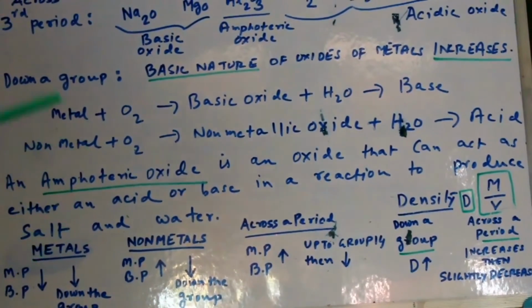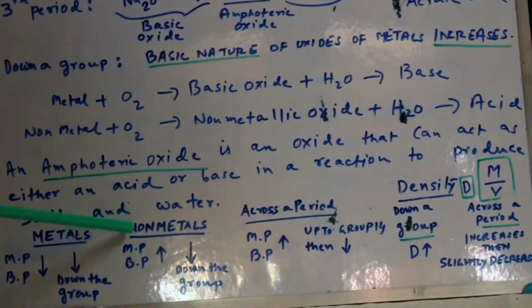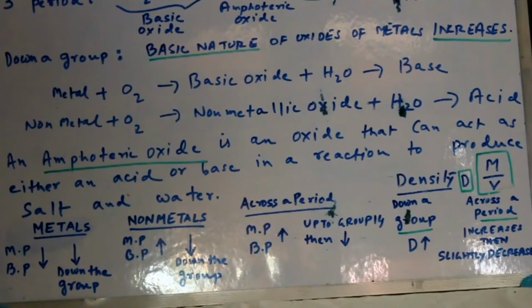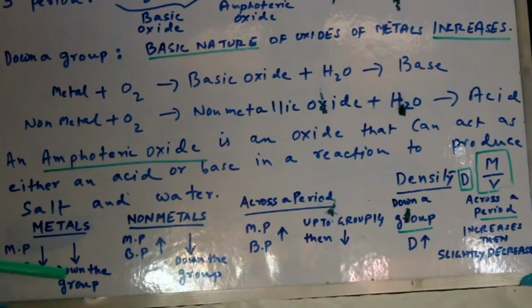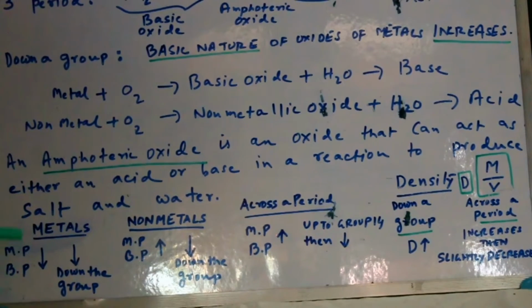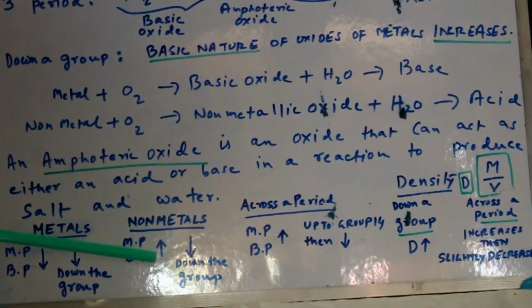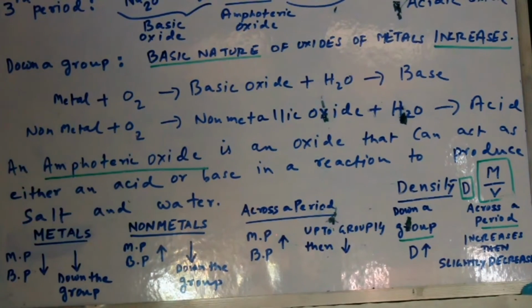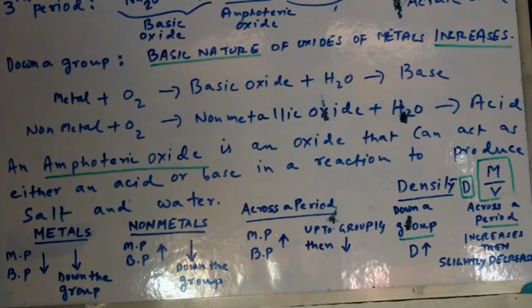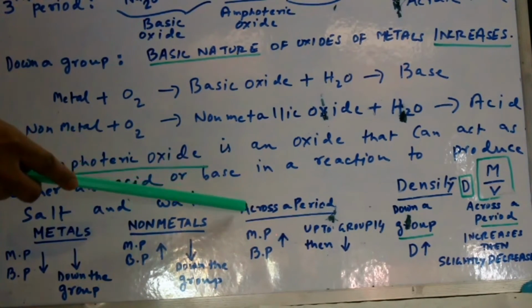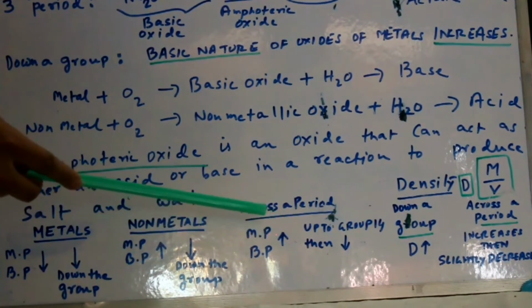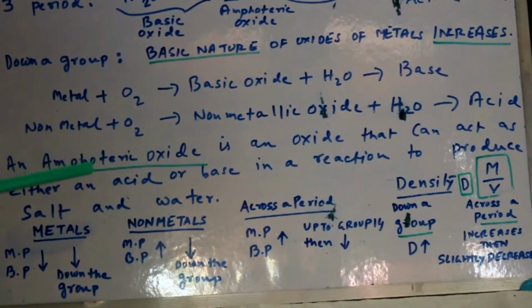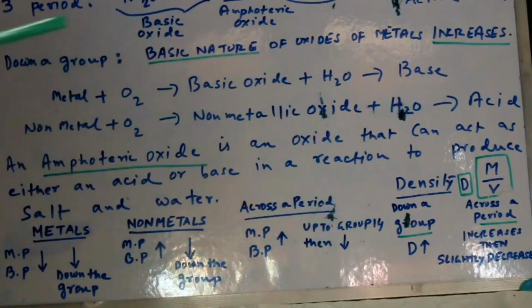Now here I have written metals, and here I have written non-metals. Now what happens to the melting point? MP means melting point, BP means boiling point. If I move down the group in case of metals, the melting point and the boiling point will decrease. And in case of non-metals, if I move down the group, the melting point and the boiling point increase. Another point is, across the period, what will happen to the melting point and boiling point? Across the period, the melting point and the boiling point will increase up to group 14, and then decrease.